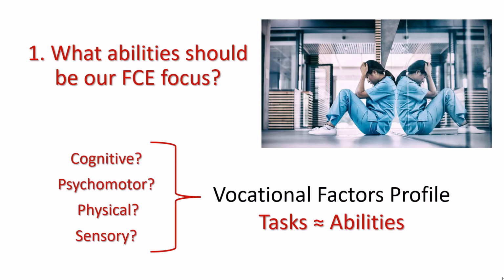In the earlier talk, we addressed 2 important questions that involve O*NET. First, what abilities should be our FCE focus? Cognitive, psychomotor, physical, or sensory? In almost every case, it's important to include all 4 and develop what we call a vocational factors profile. The basic idea is that the tasks are generally related to the abilities that the person has in the job. If a person has significant tenure in a particular occupational category, they've been performing tasks that are within their range of abilities.